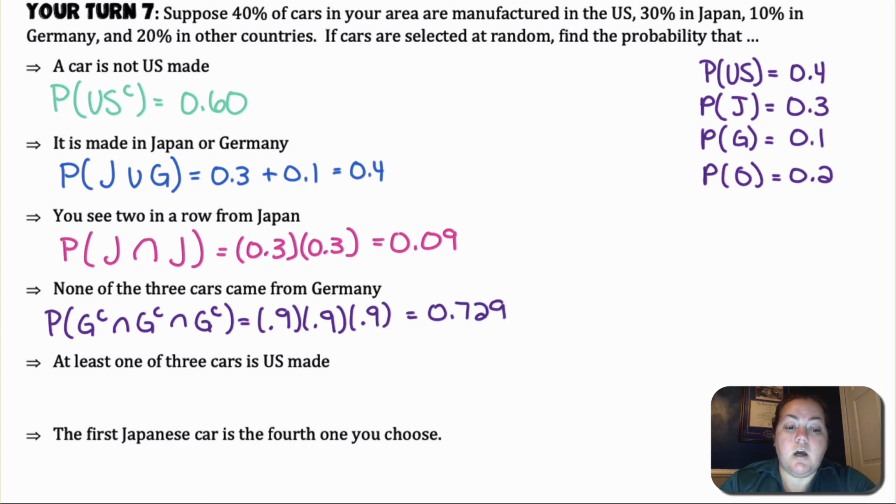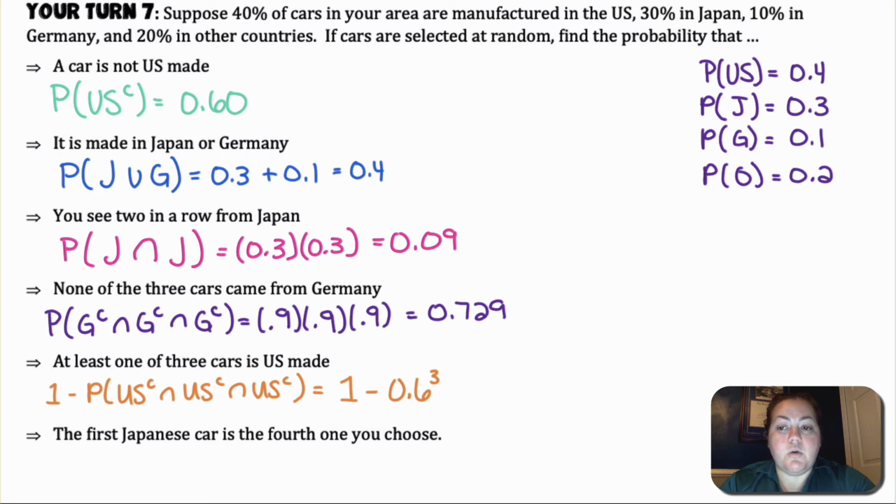At least 1 of 3 cars is U.S. made, so at least 1. Whenever you see at least 1, it's going to be 1 minus the probability of none. So at least 1 is 1 minus the probability of none. So I'm going to find the probability that none of them were U.S. made. And then I'm going to subtract that from 1 so that I can find the probability that at least 1 of them was U.S. made. Right? So not US made would be 0.6. 3 of them would be 0.6 to the third. Find that probability, subtract it from 1, I get 0.784.